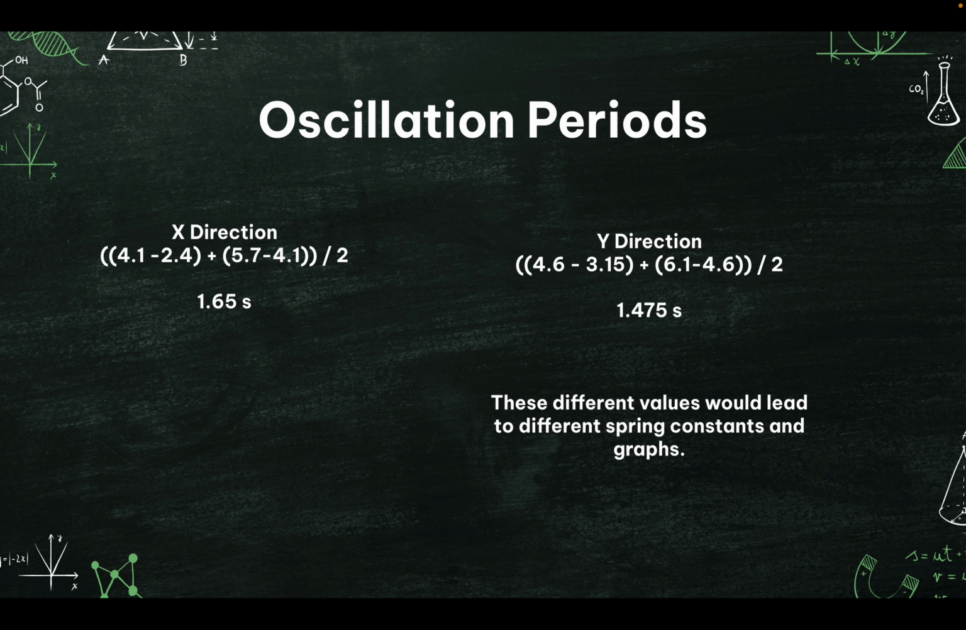Oscillation periods from both directions. What I did here is I took 2 peaks from the x position versus time graph and from the y graph, and I took 3 and I averaged the distance between 2 of them, and then I averaged it. So in the x direction, we have a period of 1.65 seconds, and in the y direction, we have a period of 1.475 seconds. Because the spring constant formula is related to the period of the spring oscillation, we can see that these different values would lead to different spring constants and therefore different graphs.